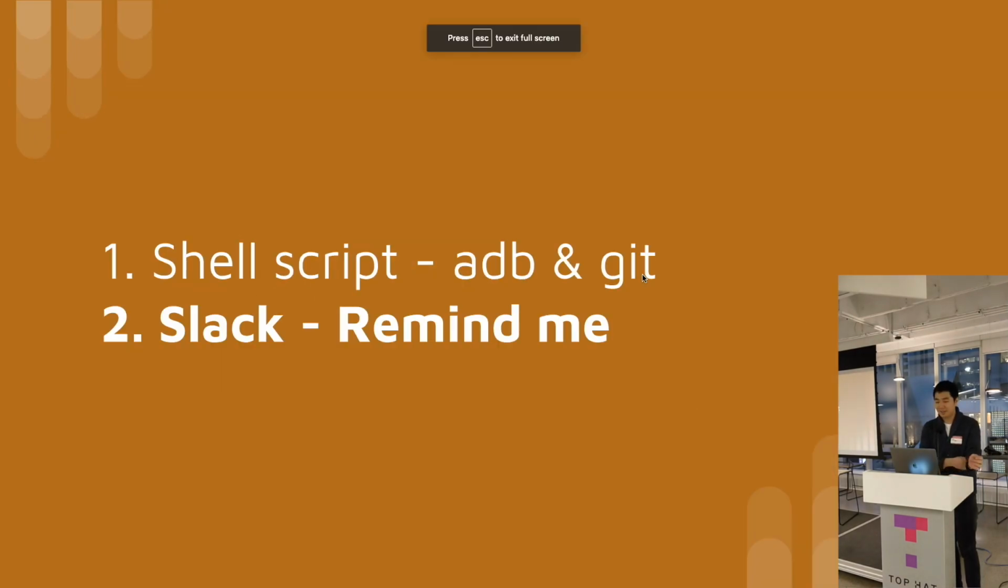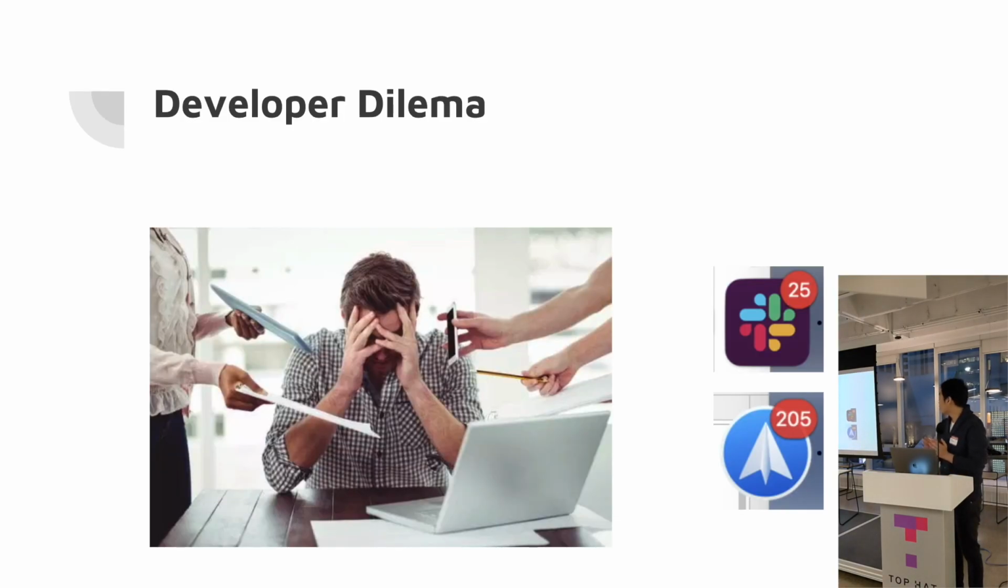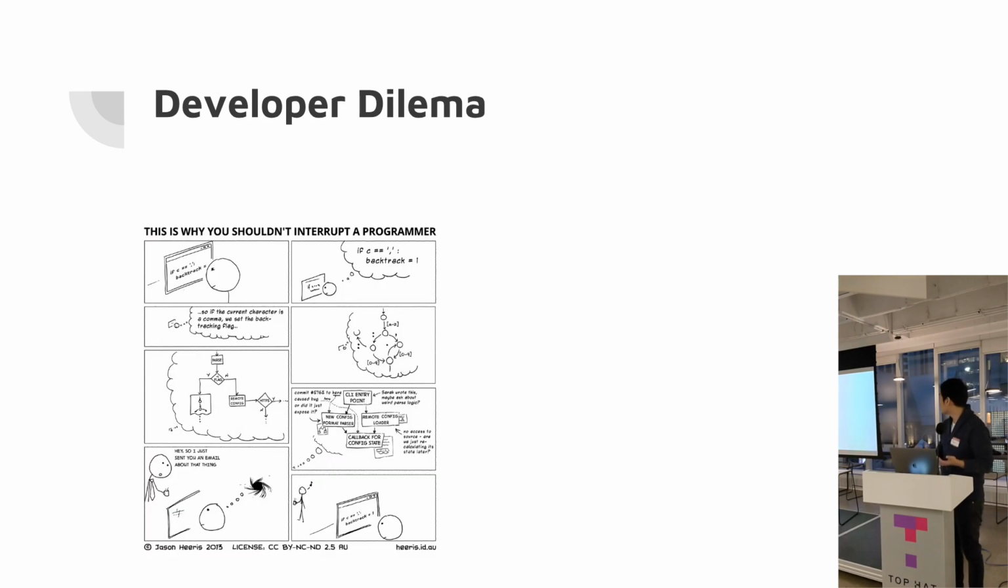You're going to see that a lot of the time. Okay, the second feature. This one I use every day. Slack has a feature called Remind Me. One of the developer dilemmas is that we're constantly interrupted. We get a bunch of messages and emails, people are asking stuff, wanting to debug, asking can we discuss this. And the problem is that we have to context switch.